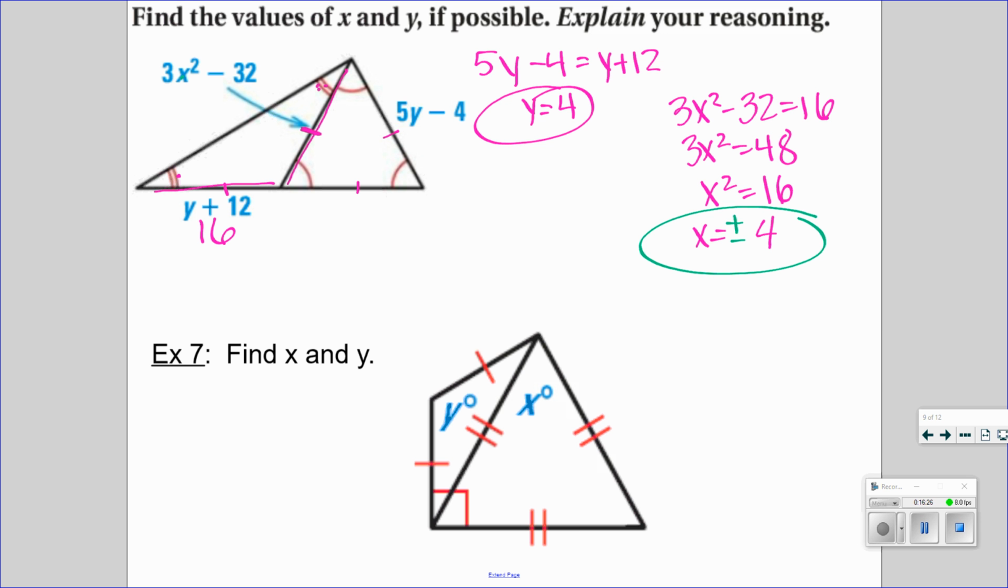What about that next one? X equals 60, y equals 20. X equals 60. It has all the markings of an equilateral triangle, which means this is 30 and this is 30. Correct.